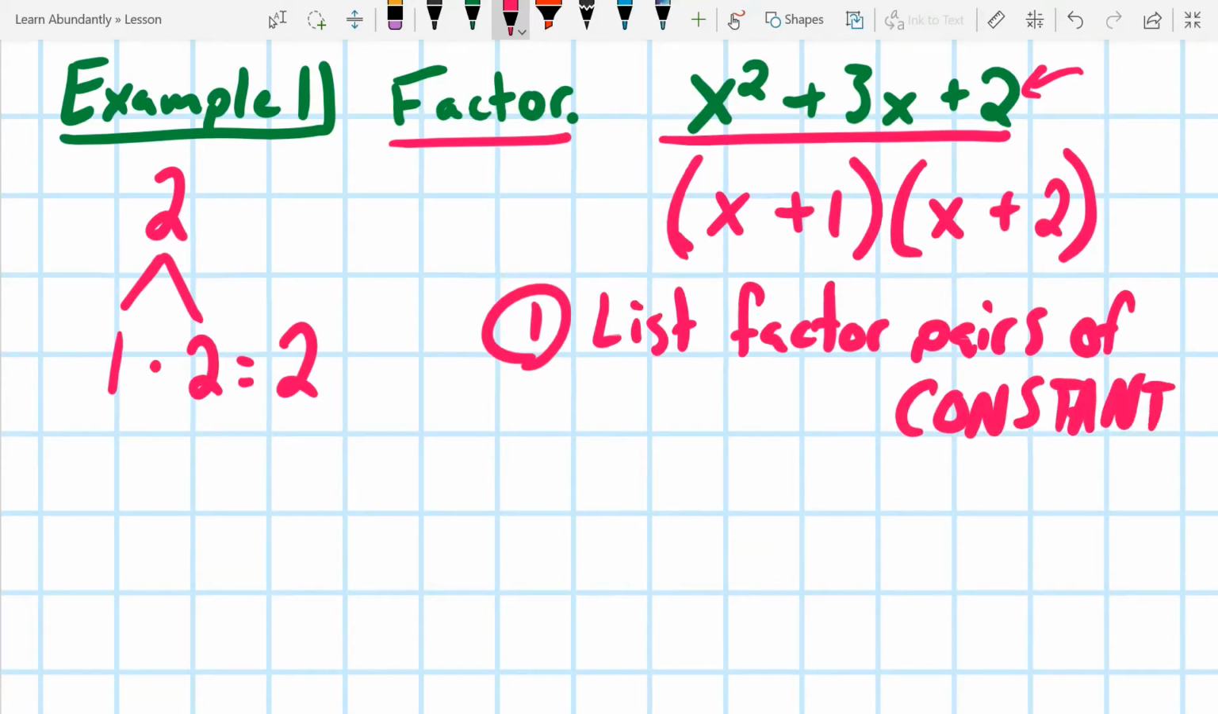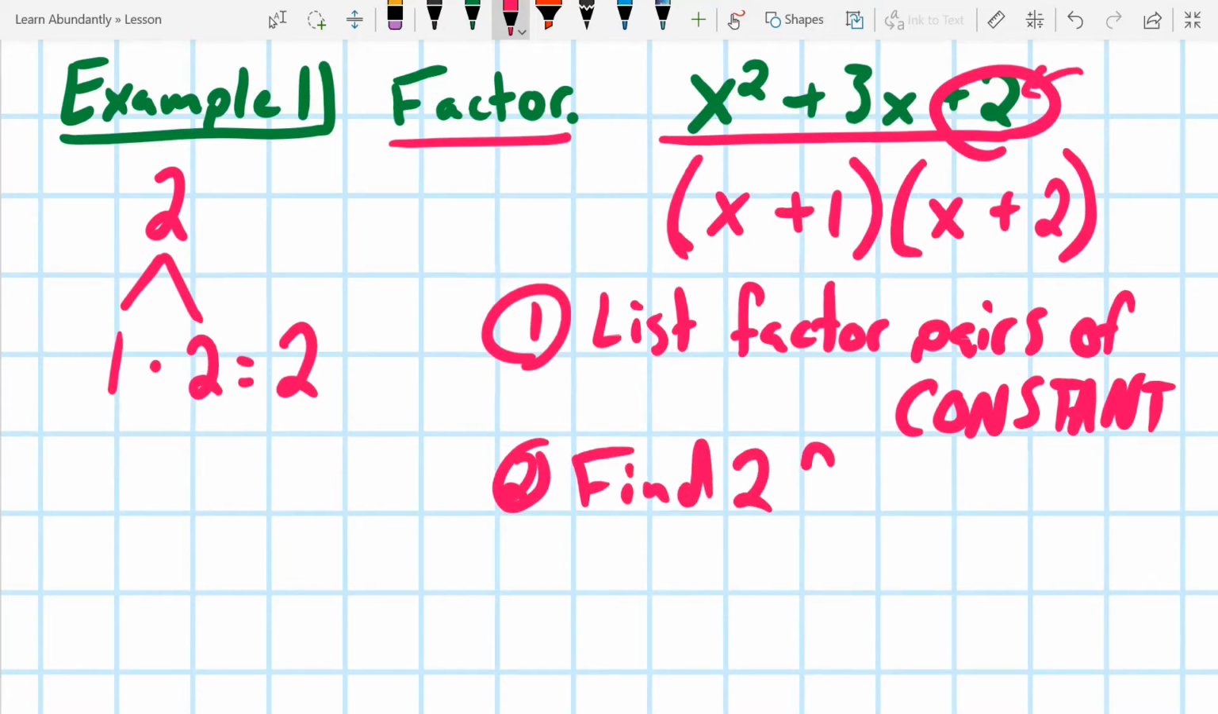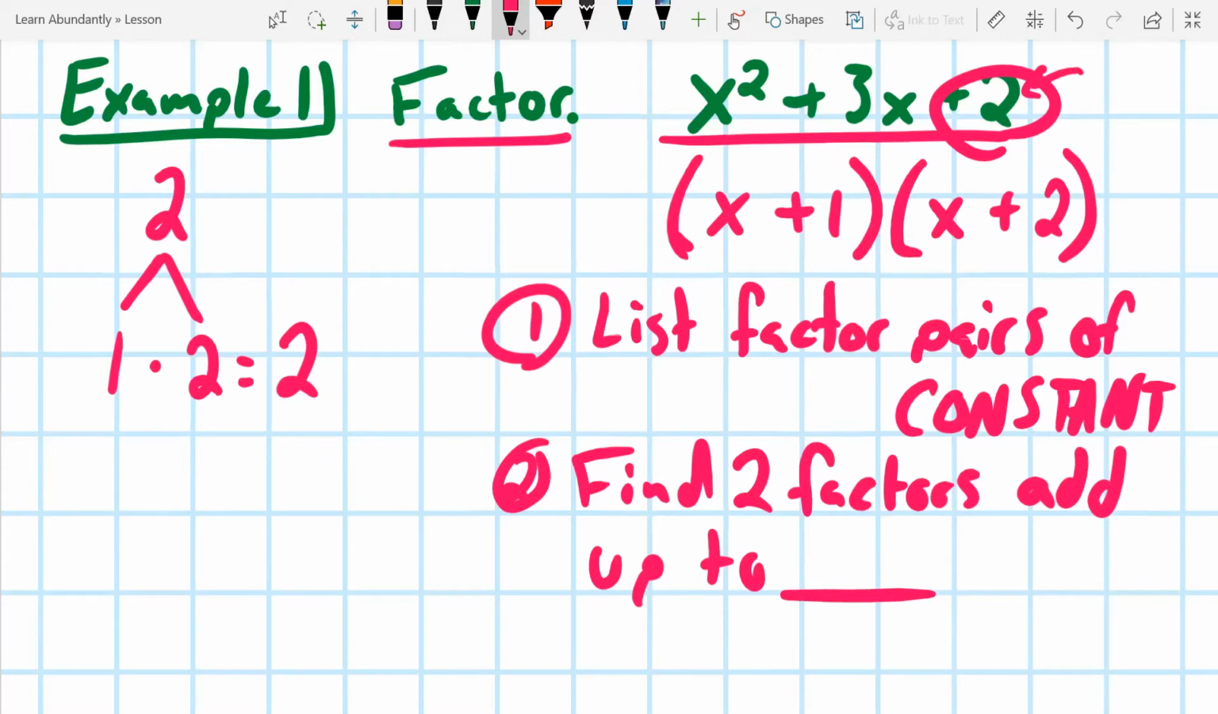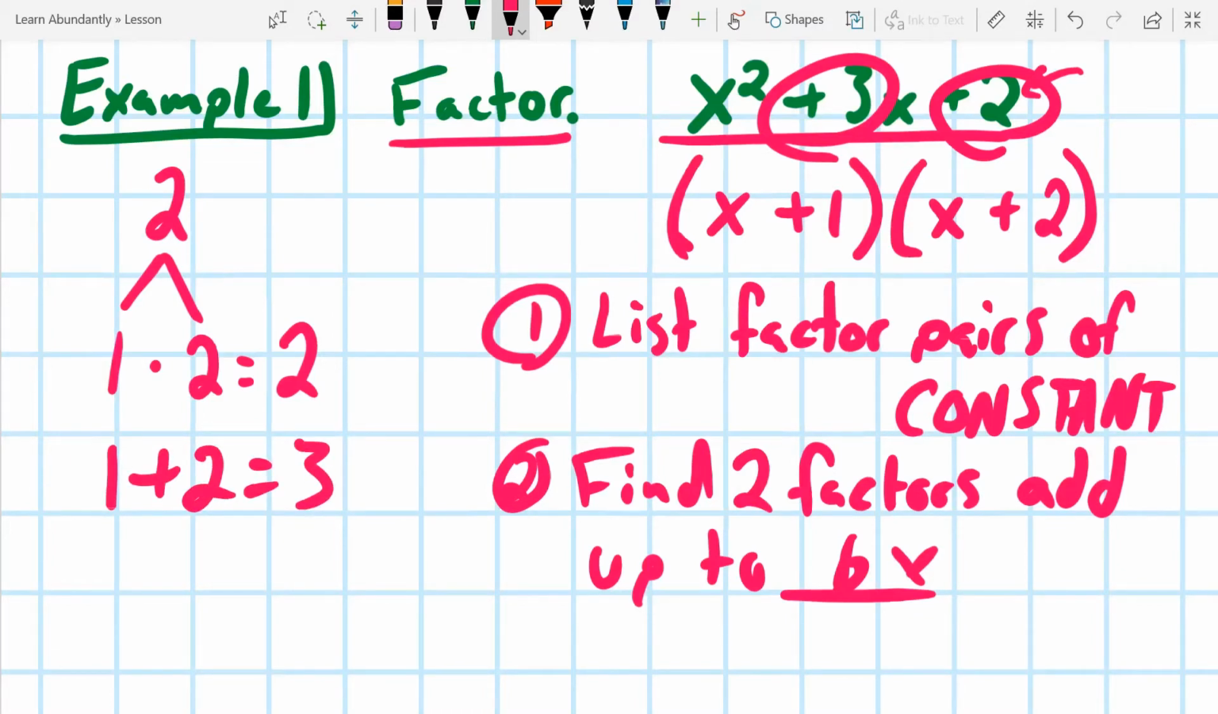And so the constant's the number all the way at the end, that one right there. And then the second thing we do is we find 2 factors that actually add up to the middle coefficient. In this case, they got to add up to 3. So what we say is we have 2 numbers, 1 times 2, and that equals 2. But 1 plus 2 equals 3. All right, that's going to feel really weird. But let's take a look at another example. I picked this one to begin with because just 1 times 2 and 1 plus 2.